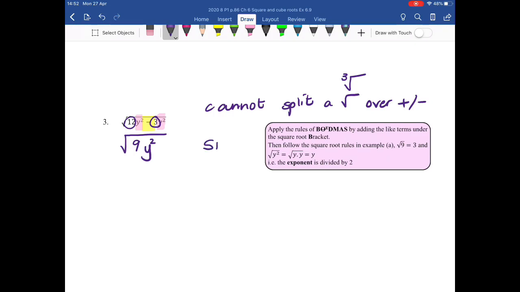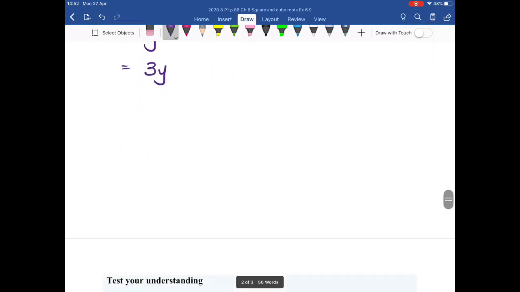So again, we have one term, so it's going to be signs, numbers, letters, or variables. The square root of a positive is positive. The square root of 9 is 3. So I'm going to take my 2 and divide it by 2 because it's a square root, and that would be 3y to the 1 because 2 over 2 is equal to 1, or that would just be 3y.